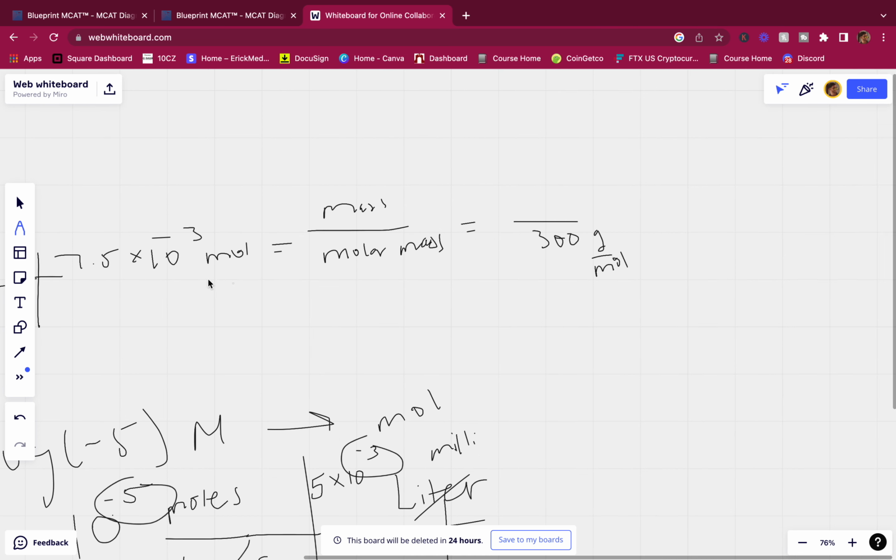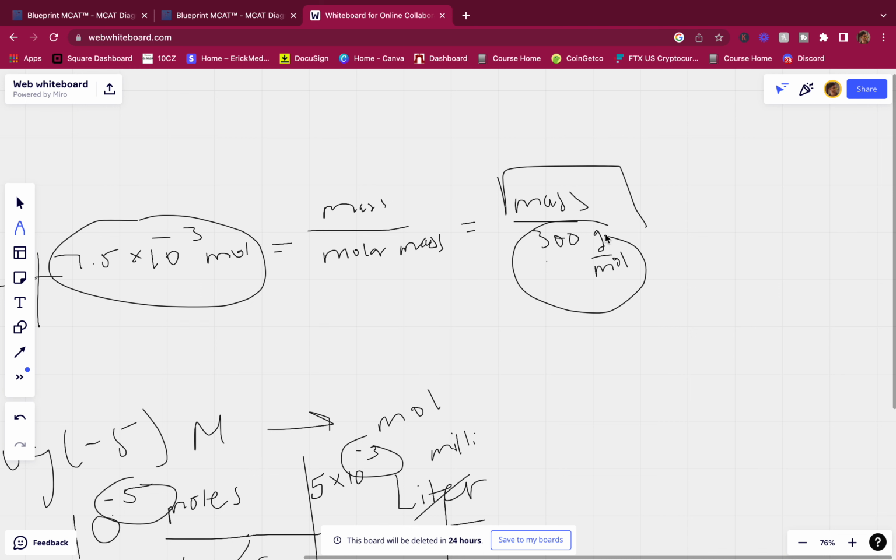So 7.5 times 10 to the negative 3 moles is going to be equal to mass over molar mass. And we know the molar mass is 300 grams per mole. So what are we going to do? We're going to find the mass. So 300 times 7.5 times 10 to the negative 3 is going to give us the mass.